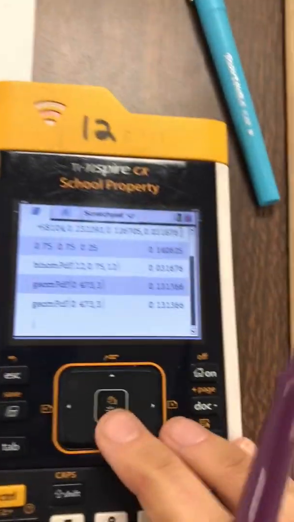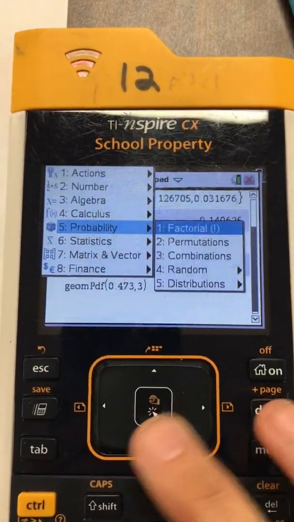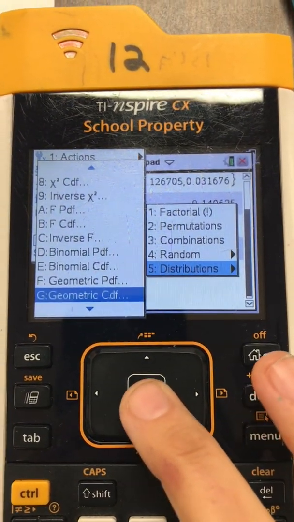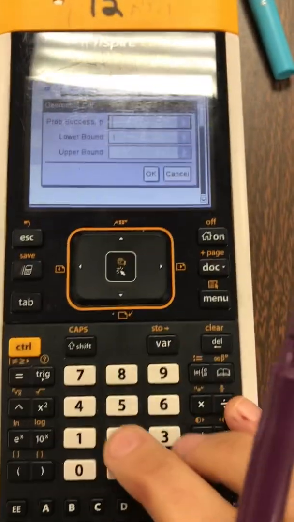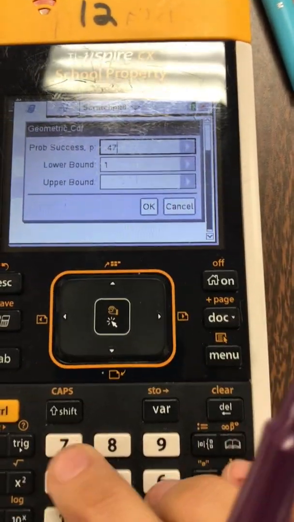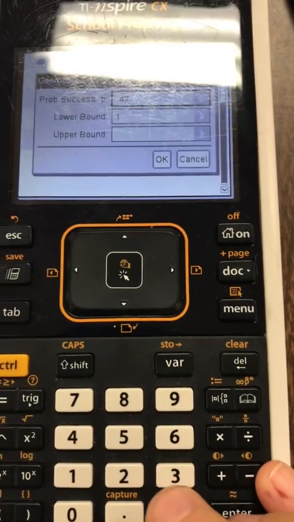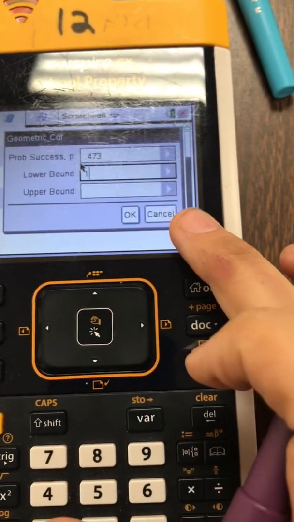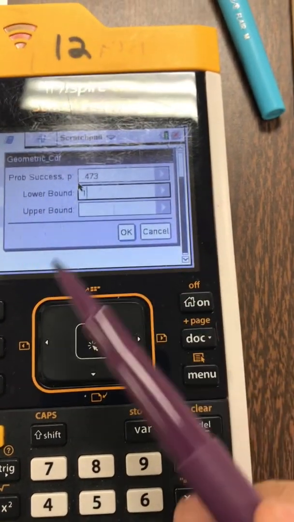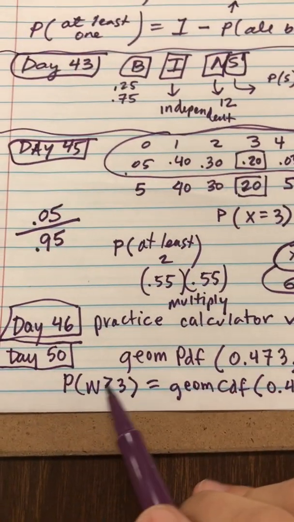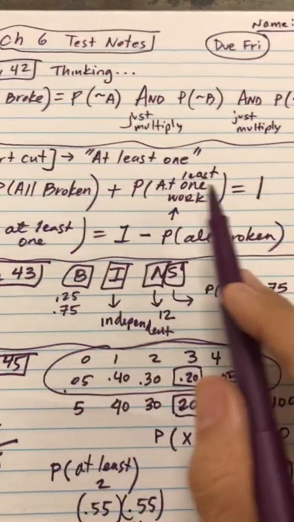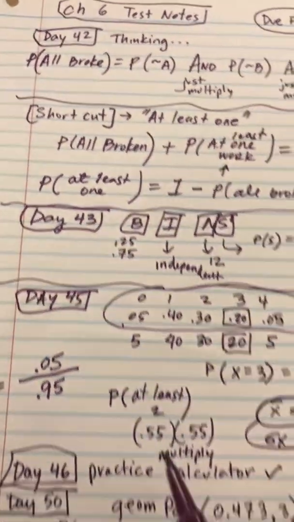Okay, so let's go. Geometric CDF, okay, so probability of success. But I don't know the upper bound. It could take him forever to do it. So I'm not sure. Let's think about this a little bit more. Maybe I could do the same rule, the at least one thing I did a minute ago. I think I totally can do that.